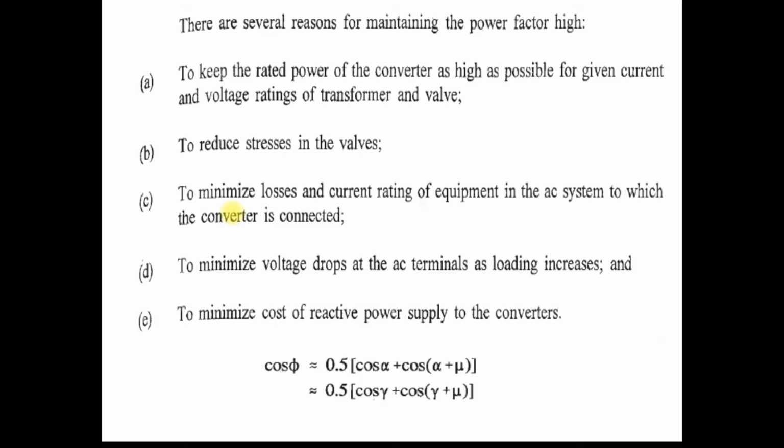Now the next point is why we require maintaining a high power factor. The first reason is to keep the rated power of the converters as high as possible. Because if the power factor is low, the converter is not operated at its rated power. It means we do not effectively utilize the converters up to the maximum capacity for which they are designed. So we keep the rated power of the converter transformer as high as possible for a given current and voltage rating of the transformer and valve. So for that we maintain the high power factor.